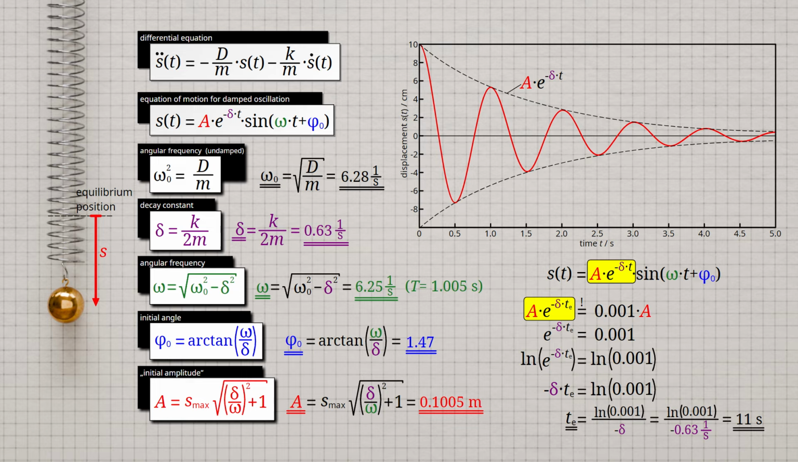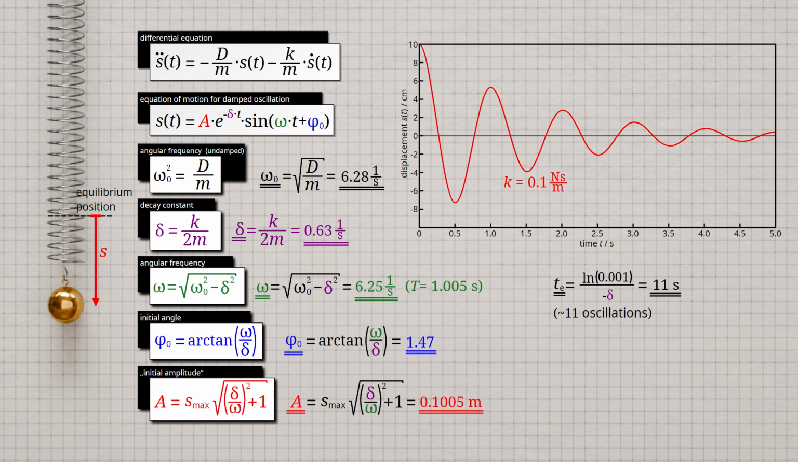We have previously determined that the period of this oscillation is approximately 1 second. This means that the oscillating system practically comes to a standstill after about 11 oscillations. With the chosen damping coefficient K equal to 0.1 Newton-second per meter, this corresponds to a relatively strong damping.